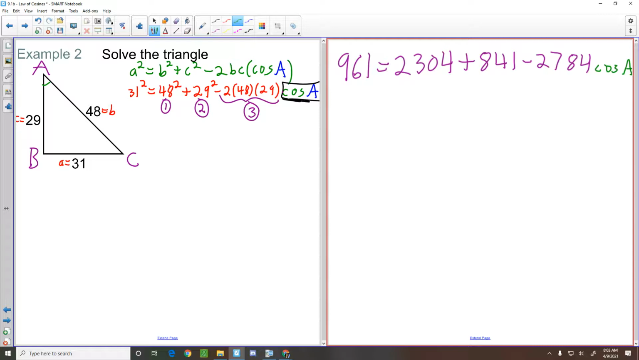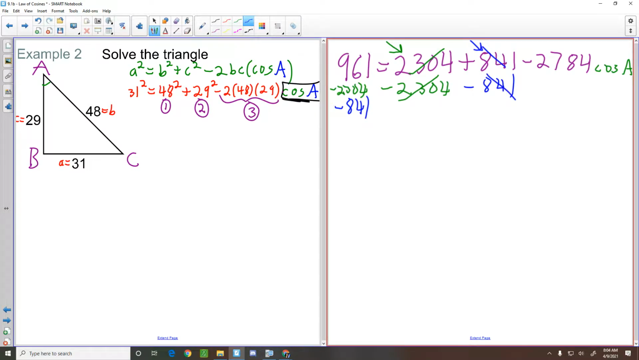This 2,304, how do I cancel that out? We subtract, yeah. So let's subtract that from both sides, right? Minus 2,304 from both sides. Those are gone. How do I cancel out this 841, everybody? You can say it. You know how. Yes! Awesome! Subtraction again. Exactly. Minus 841. Those cancel out.